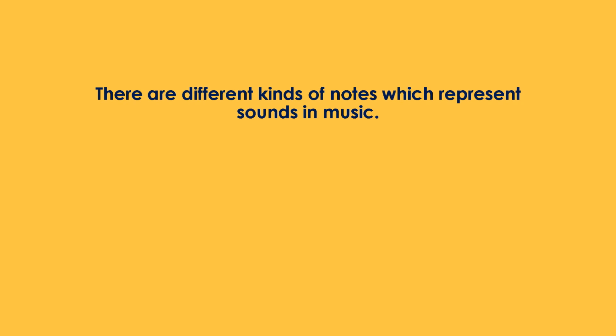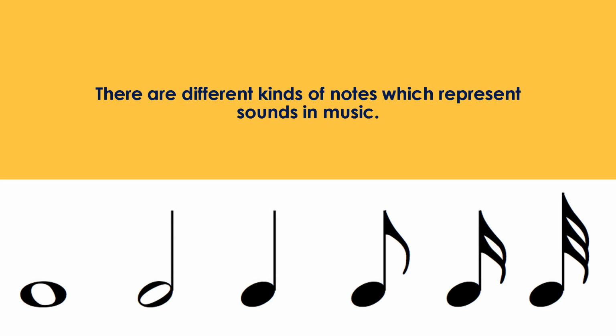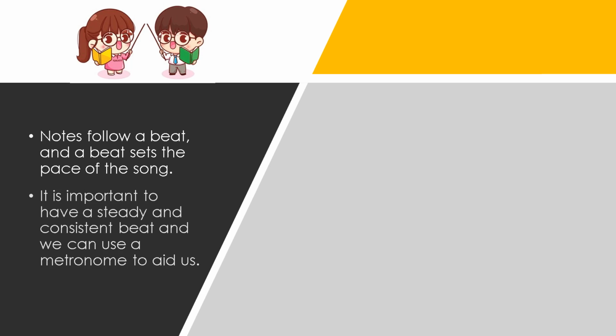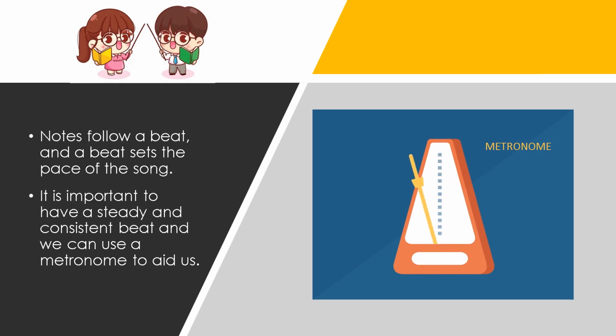There are different kinds of notes which represent sounds in music. Notes follow a beat, and a beat sets the pace of the song. It is important to have a steady and consistent beat, and we can use a metronome to aid us.